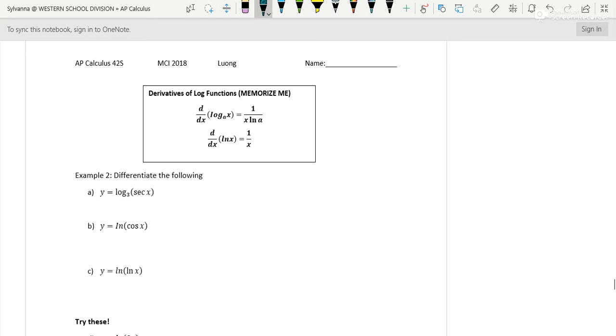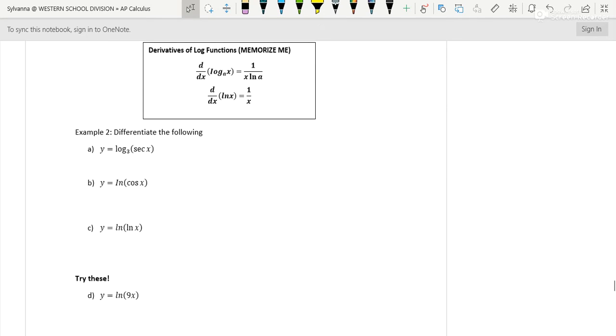Okay, moving on to logarithmic functions. Now here's another one you need to memorize. The derivative of log with base a of x is 1 over x ln a. So x would be whatever you would see in the bracket for log, and then a is always going to be your base.